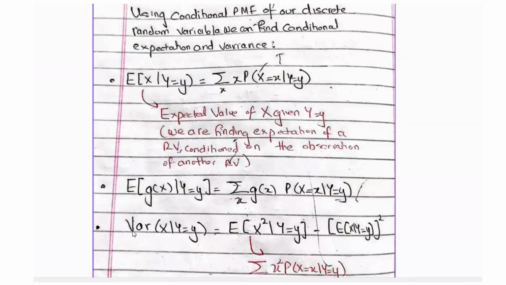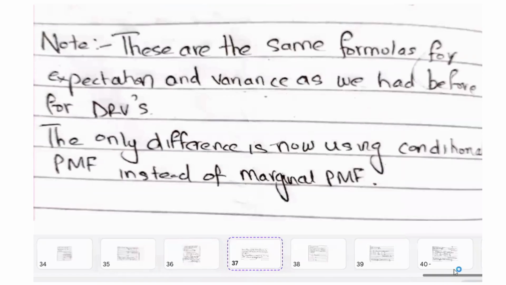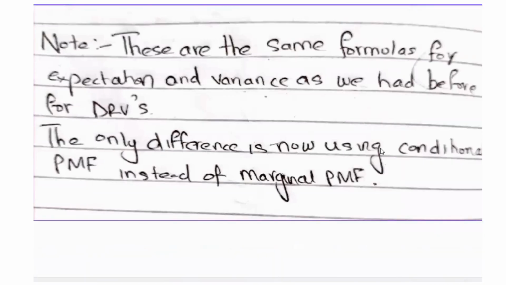And the formula for variance is also very similar, where now we can find the variance of x given y is equal to small y as just expected value of x square given y is small y minus expected value of x given y is equal to small y, whole square. So using the conditional PMF, we can find conditional expectation and variance.